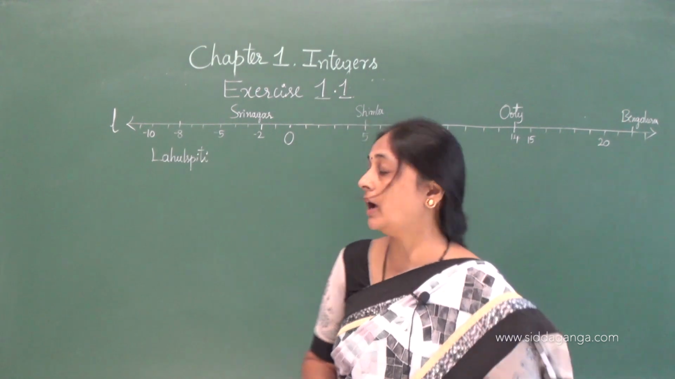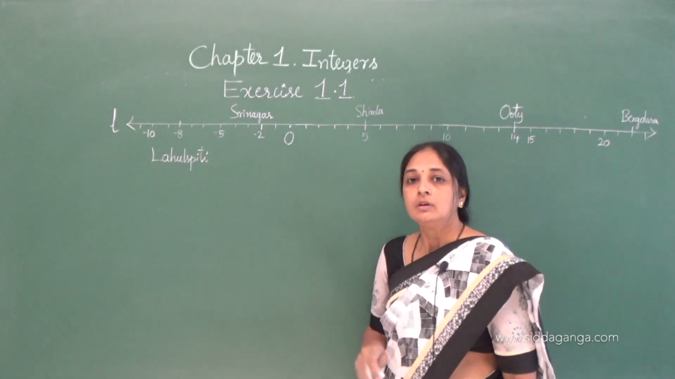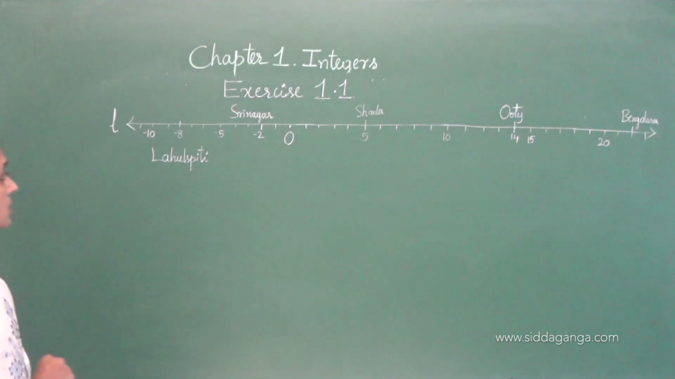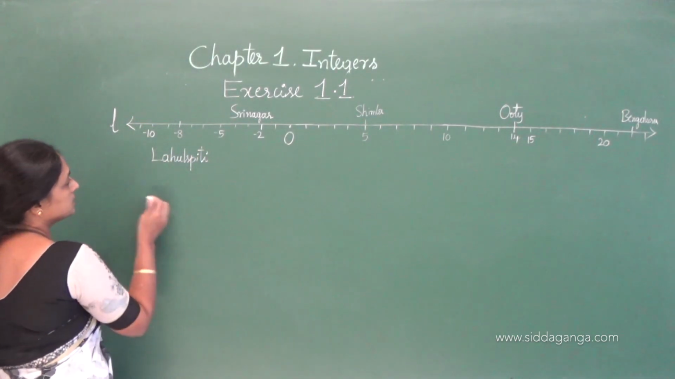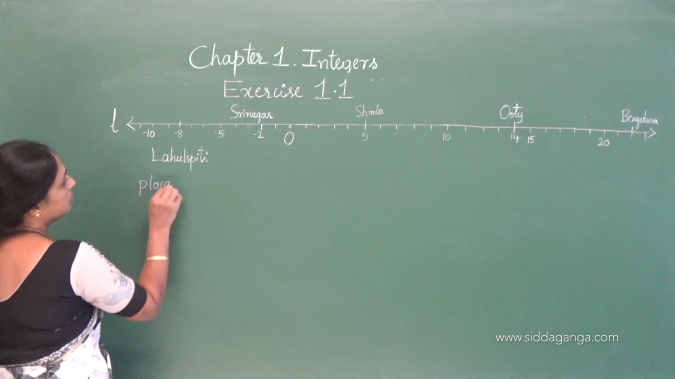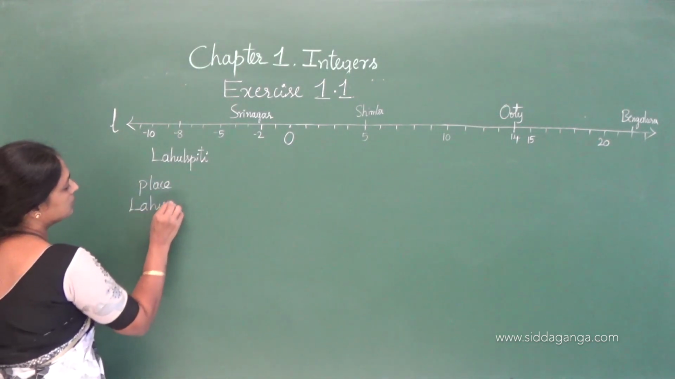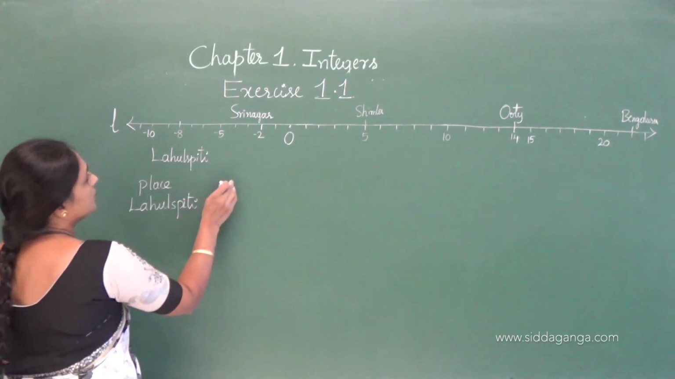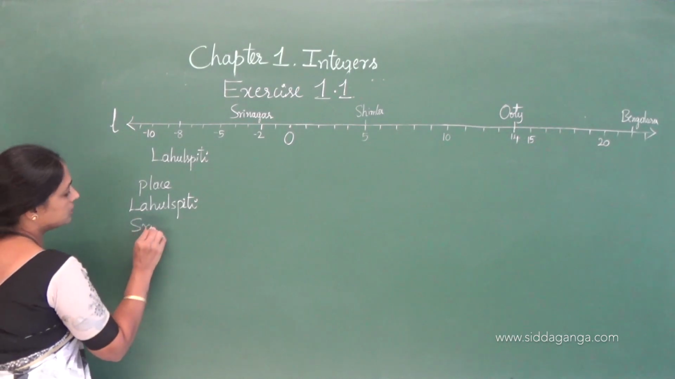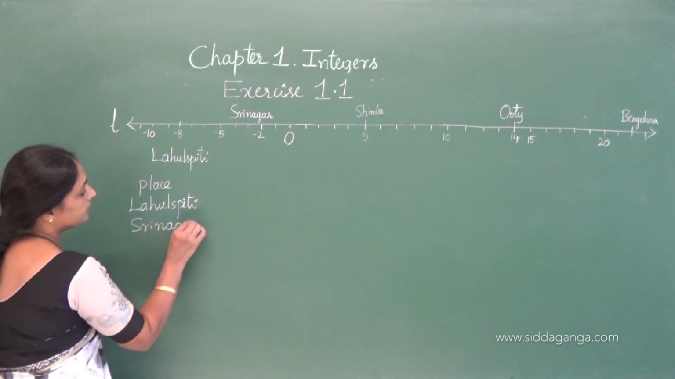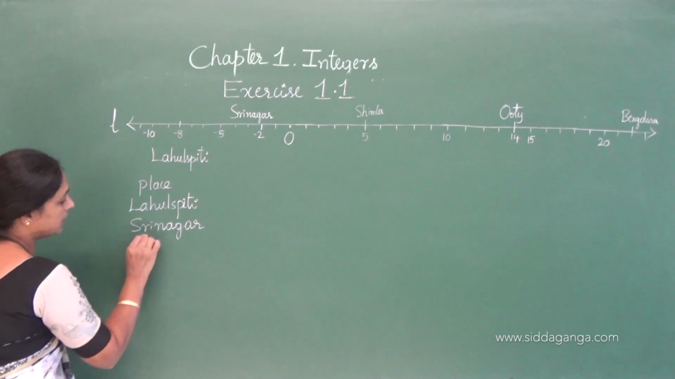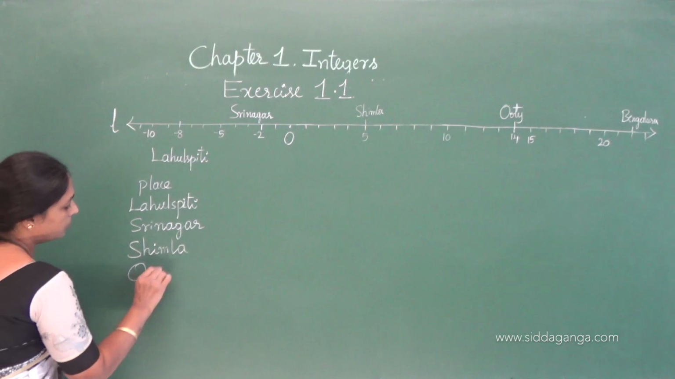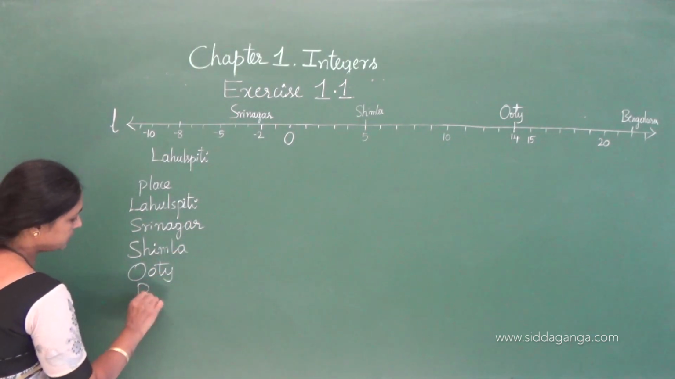Okay, what we have to do here, we have to mark the temperature of the different places. Let's list the places' names. First one is Lahul Spiti. Then the second one is Srinagar, and the third place is Shimla. Fourth is Ooty, and the fifth one is Bengaluru.